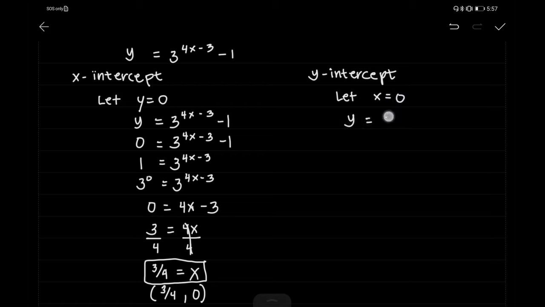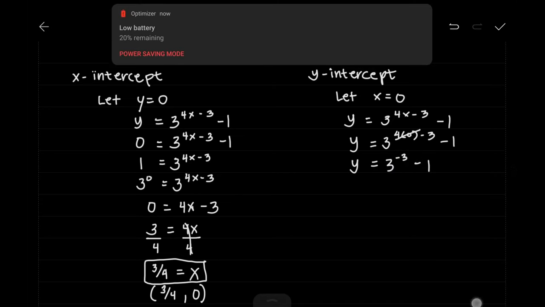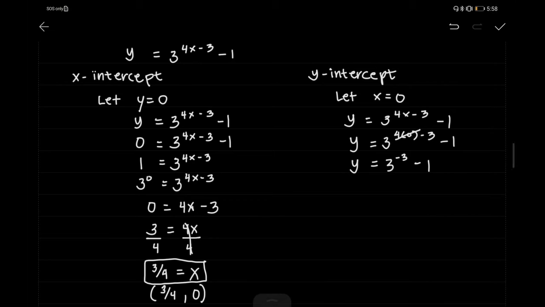y is equal to 3 raised to 4x minus 3, minus 1. So, y is equal to 3 raised to 4 times 0 minus 3, minus 1. So, 4 times 0 is 0. So, magiging negative 3. Exponent is negative 3, minus 1. Then, we have here negative exponent.